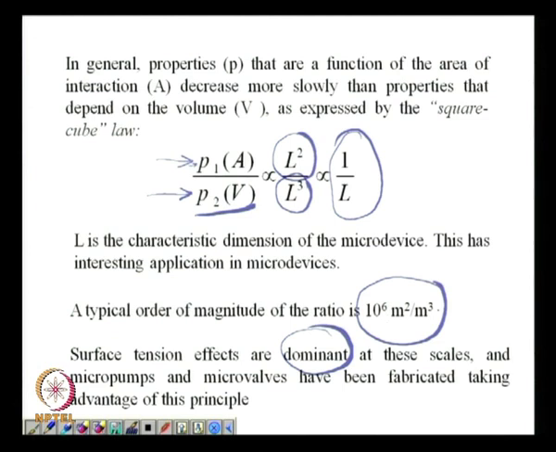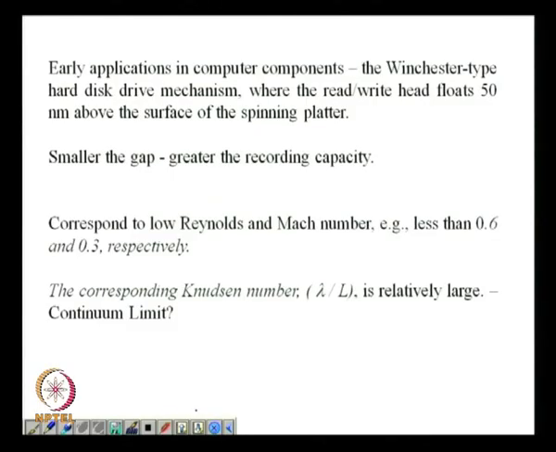microns, and there are micro pumps and micro valves which have been fabricated taking advantage of the principle where the surface tension is going to make the fluid flow from one point to another, and the inertial effects are rather unimportant. So we can devise surface tension driven pumps to make liquid flow, or to deliver a packet of fluid from one point to another. So you would see an example of that in subsequent slides.